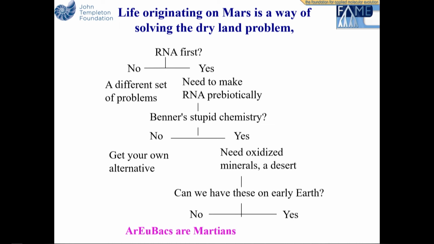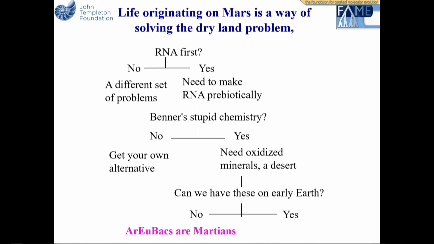So you have to decide first and foremost in this decision tree whether you believe in the RNA first model. If the answer is no, you have a different set of problems. If the answer is yes, you have to make RNA pre-biologically. Okay, you can pursue Benner's stupid chemistry. If you decide not to, my response is to get your own goddamn chemistry.